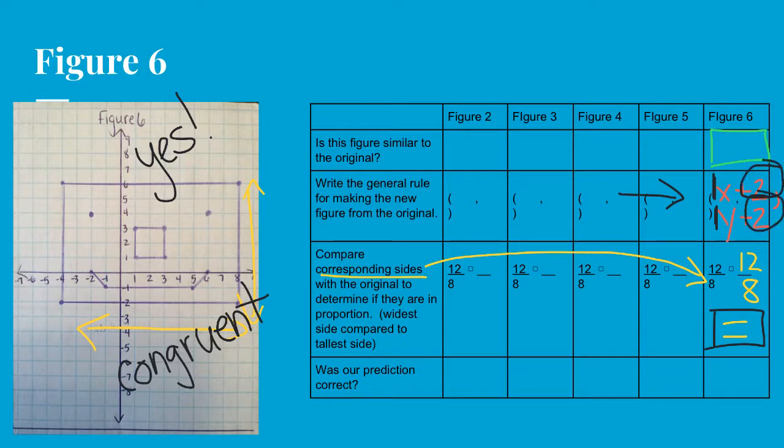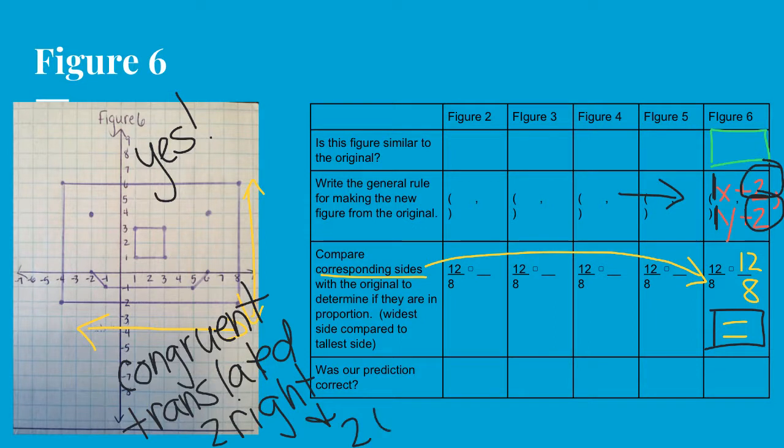It's a location. So think back to when we were doing translations, rotations, and reflections. What has happened in figure 6 is that he's been translated. He's been translated 2 to the right. That was the x plus 2. And 2 up, that was the y plus 2. So although he is similar, he is also congruent.